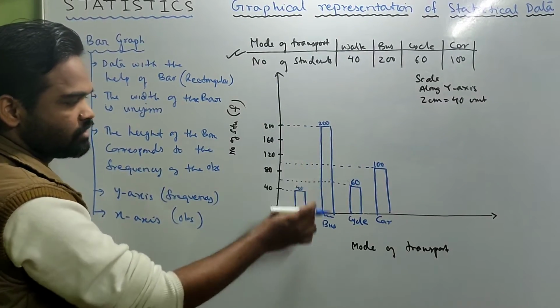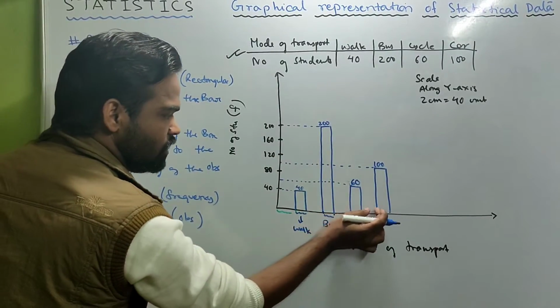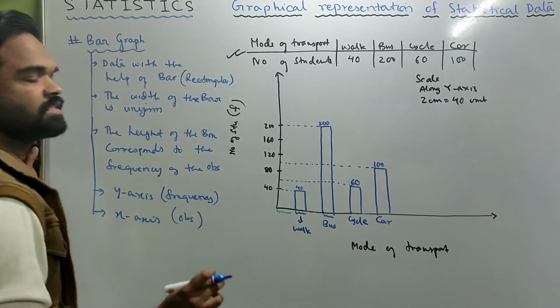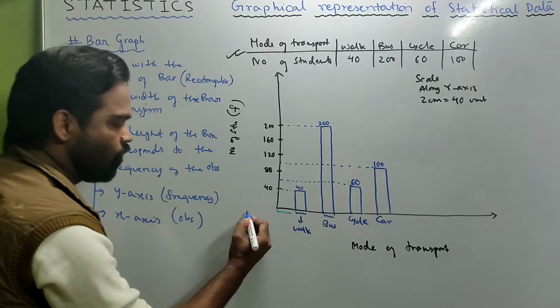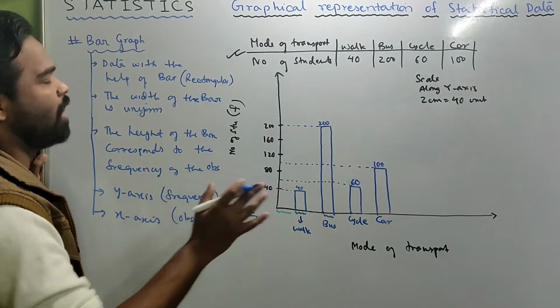This contains rectangular bars. The space between each bar is the same and the width of the bar is the same. Clear? I hope you can draw this. We have done this in earlier classes also. So this was the bar graph.